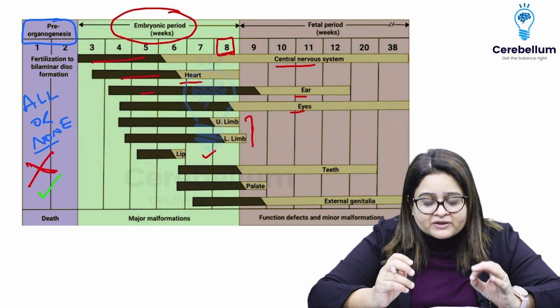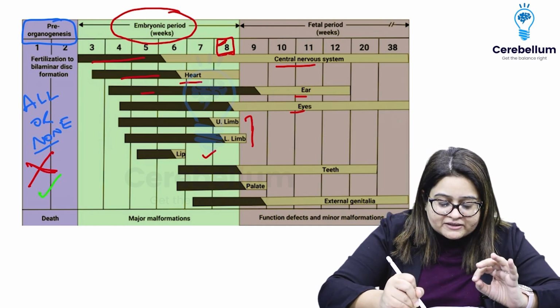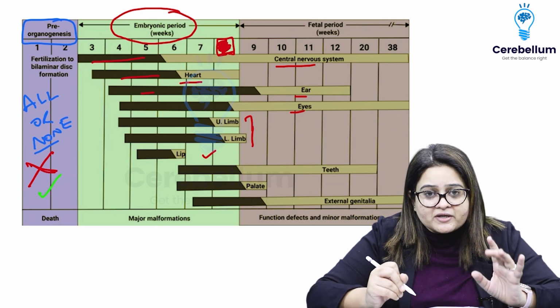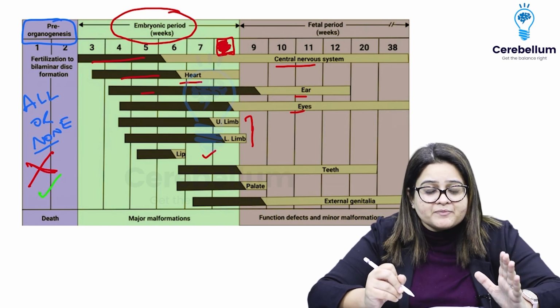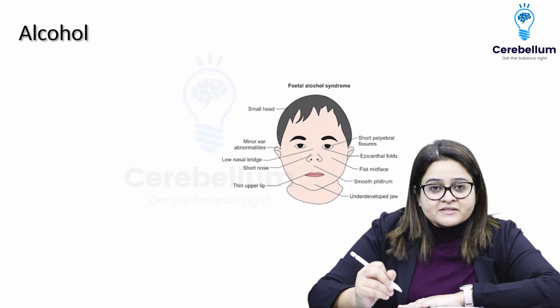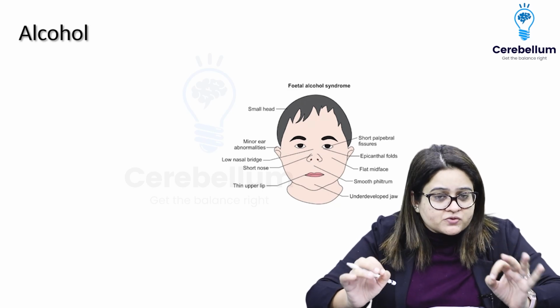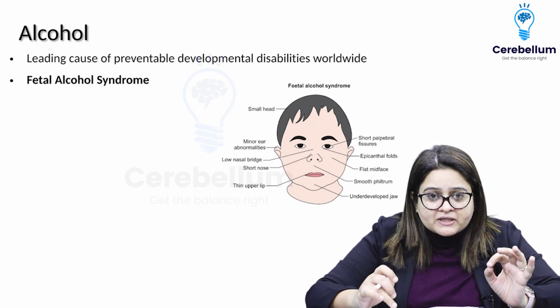This is the period of organogenesis, especially the embryonic period, till the 8th week of gestation, where the majority of problems will happen if teratogenic exposure has occurred. So let's come to each teratogen one by one and see what are the important things we need to remember for each. Starting with alcohol.